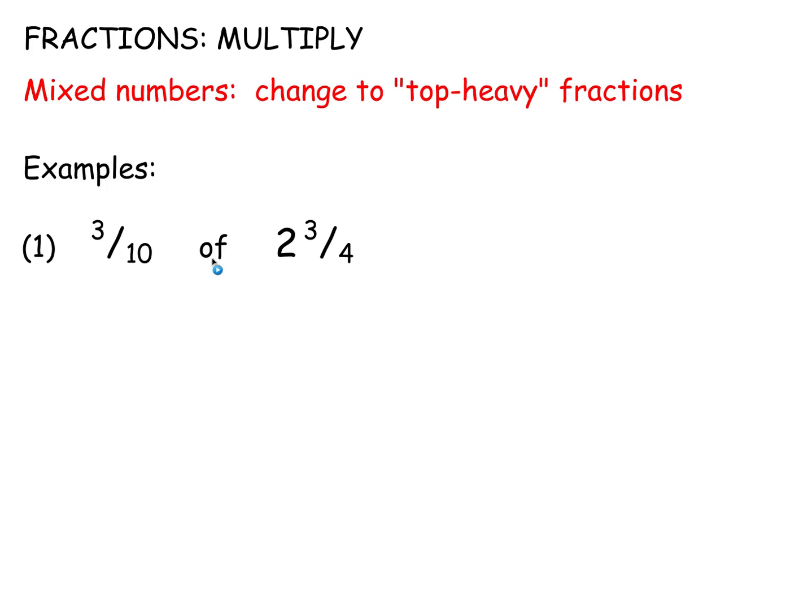If it was mixed numbers, 3/10 here of 2 3/4, change the mixed number to a top heavy fraction. Of means multiply. So that was 4 2's add 3 give you 11 in top. 2 3/4 is equivalent to 11/4. And now you just do 3 times 11 and 10 times 4. And that's it, done.